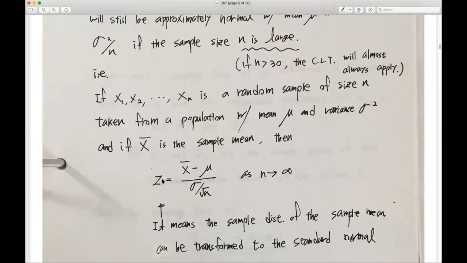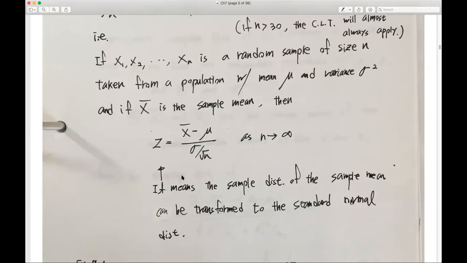We learned that, right? The z-score is the random variable in the normal distribution. Then the z-score is X bar minus mu over sigma over square root n. Sigma over square root n is the standard deviation of the sample mean, right? So here it means the sampling distribution of the sample mean can be transformed to the standard normal distribution. So the z-score is the random variable in the standard normal distribution.